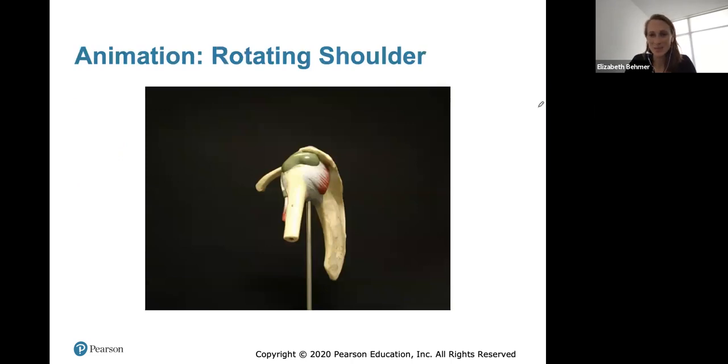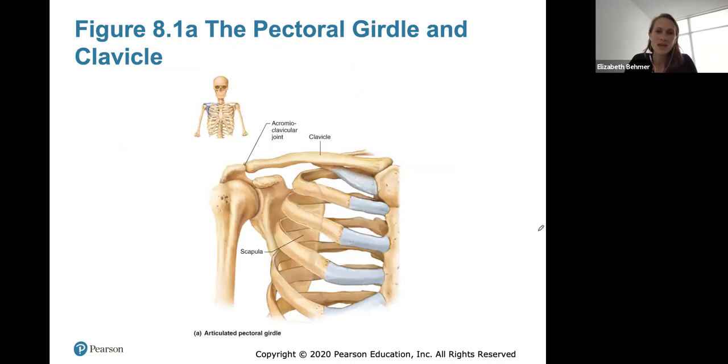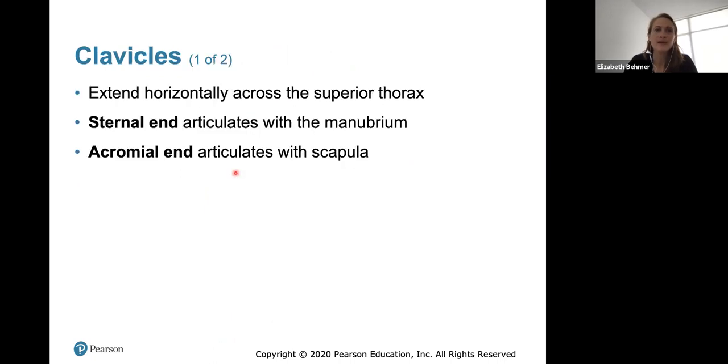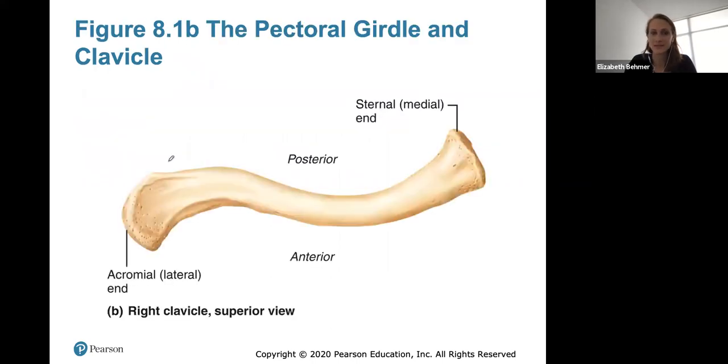So this is a great animation of the rotating shoulder. Download the PowerPoint to watch that. And here's the pectoral girdle. So you can see the clavicle joining with the acromioclavicular joint at the scapula. The clavicles extend horizontally. The sternal end articulates with your manubrium, and the acromial end articulates with the scapula, the acromion process of the scapula.